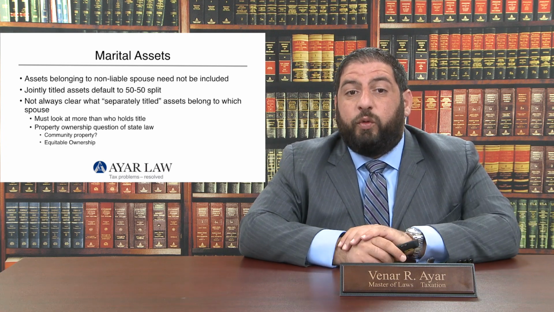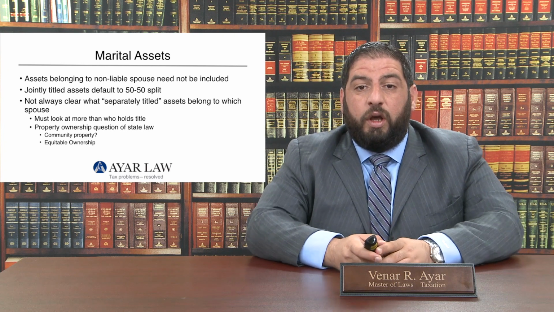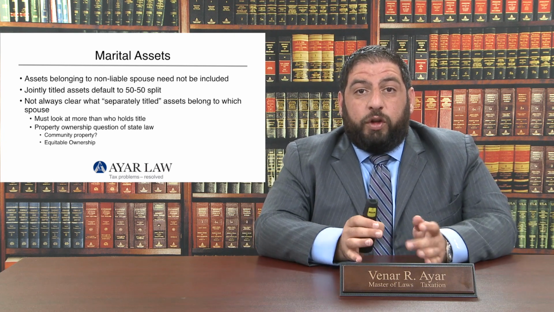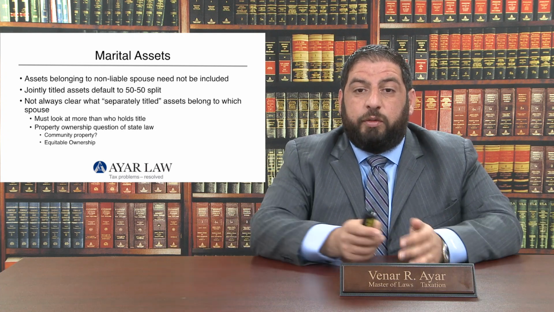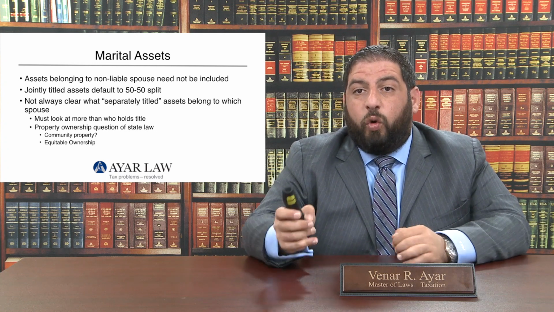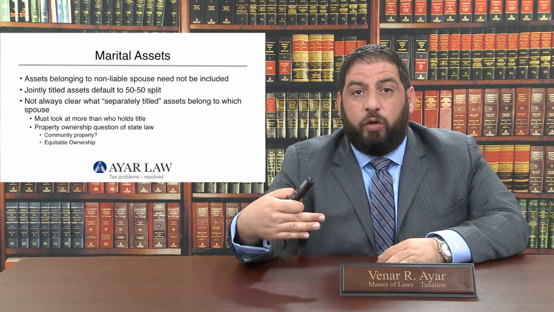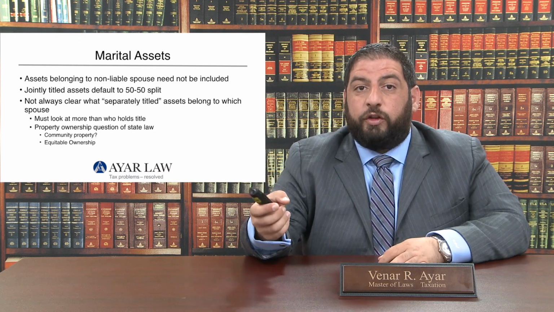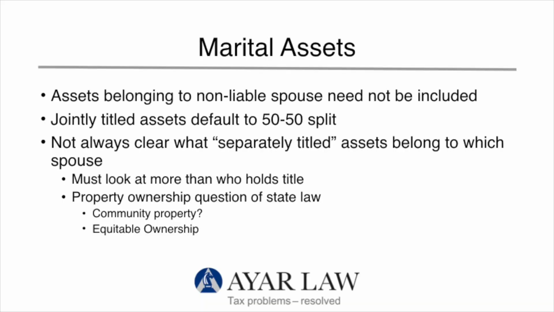Now, when you're dealing with marital assets, sometimes this gets tricky because if only one spouse is liable to the IRS, you do not have to disclose assets belonging to the non-liable spouse. They do not have to sign the form. The only person who's required to submit financials is going to be the taxpayer who owes money to the IRS. The spouse is not a signatory and they do not have to list their assets.